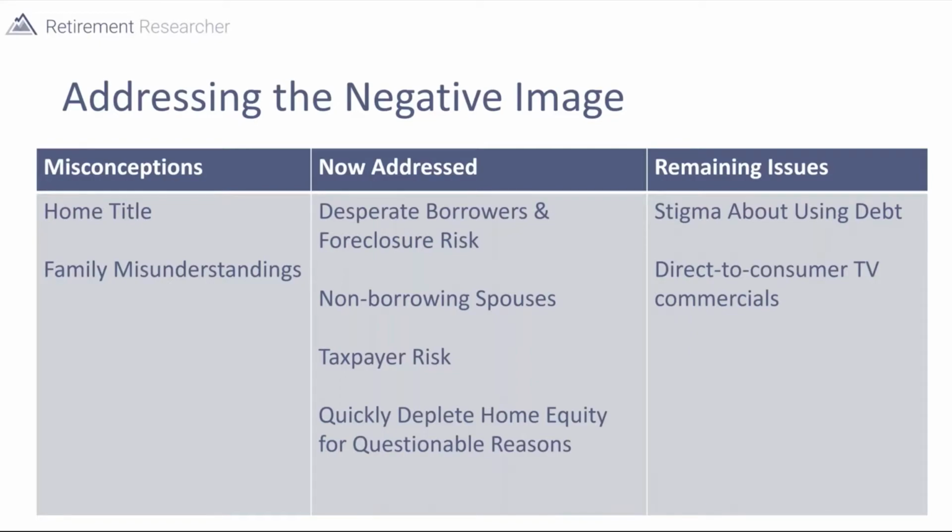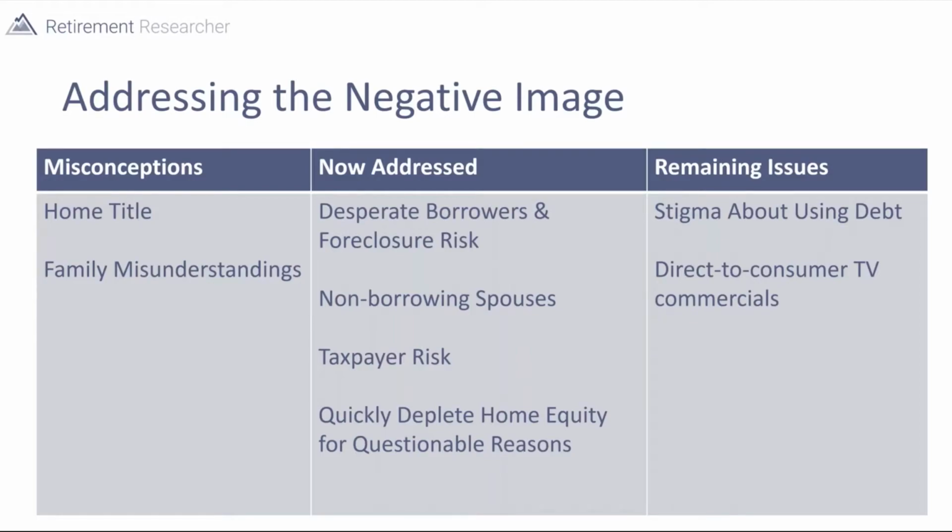Taxpayer risk through the mortgage insurance fund has been addressed through adjustments to the premiums to fund the mortgage insurance, and the benefits that mortgage insurance provides, such as that non-recourse aspect, where the household is not on the hook to pay back more than the home's appraised value, 95% of the appraised value of the home at the time the loan balance becomes due. And as well, there's limits on how much home equity can be tapped to avoid just depleting the home equity for questionable uses with the reverse mortgage.